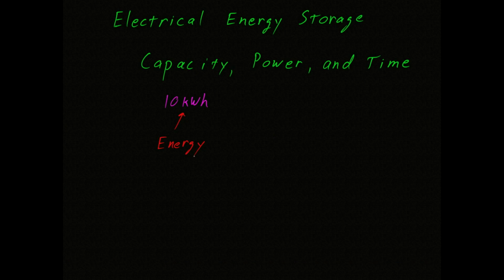The other number that gets my attention really quick is the power rating. And this tells us how fast can the energy be released. Perhaps the system can release energy at a rate of 1 kilowatt. If you know two of these numbers, you can figure out the third. You may recall the equation that tells us that energy is equal to the product of power and time.